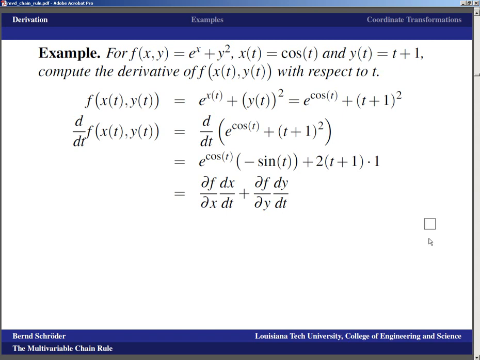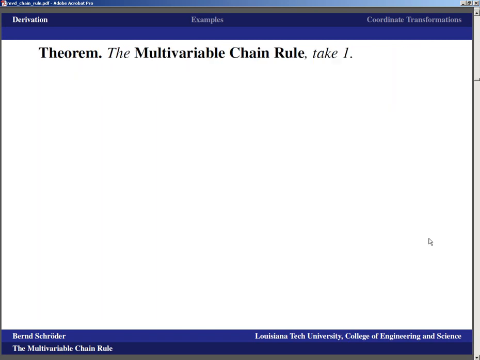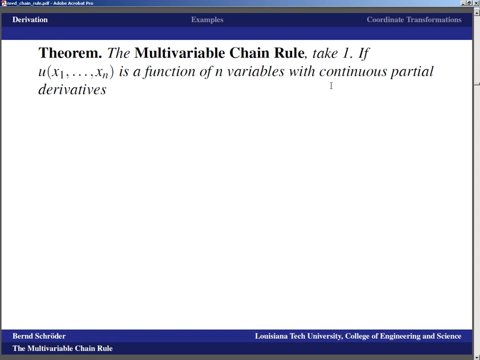Okay, so that example is done, so now let's look at this abstractly. The theorem is the multivariable chain rule, and I call this take one because actually the multivariable chain rule will have weaker hypotheses, but I want us to get through the abstract part and the computation here first with stronger hypotheses that are typically satisfied in applications. So if we have a function u of x1 through xn, which is a function of n variables, we are going to assume that this function has continuous partial derivatives. That is the hypothesis that ultimately will be weakened a little bit.